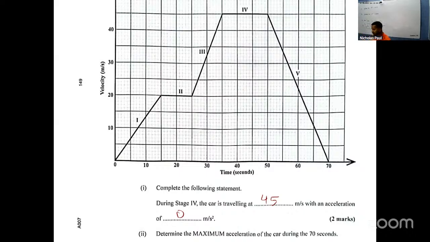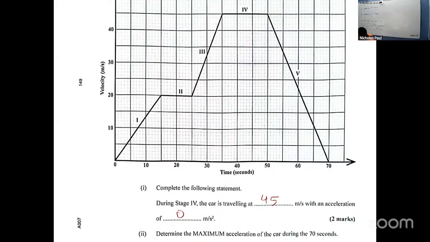Can you tell me during which stages the car accelerated? Rihanna? 1 and 3. What about 5? 5 is deceleration, right? Very good. So we don't know which one the answer is, so you have to work on both of them. But since you're all really good at math, anybody can just watch it and figure out which gradient is largest.